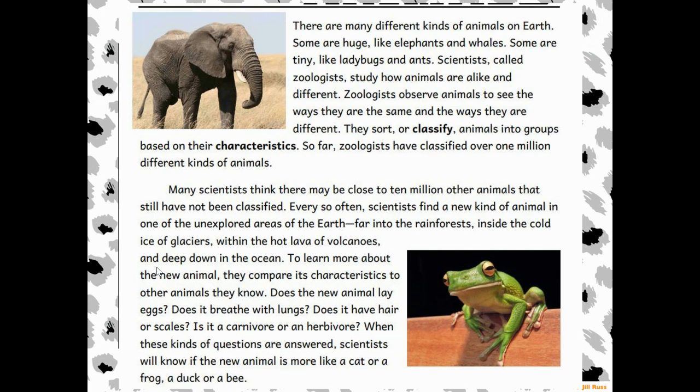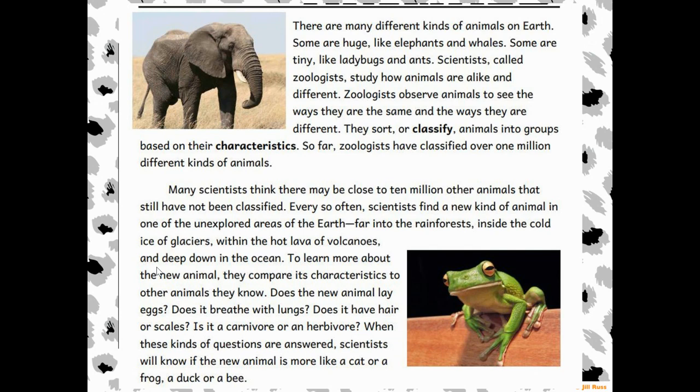So far, zoologists have classified over 1 million different kinds of animals. That's a lot of animals. So the specific scientists that study animals are called zoologists, and they are working on sorting. Many scientists think there may be close to 10 million other animals that still have not been classified. So we've figured out 1 million, but there's probably 10 million more. We haven't even started.